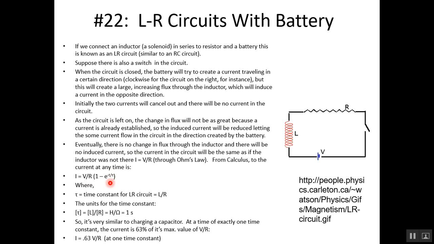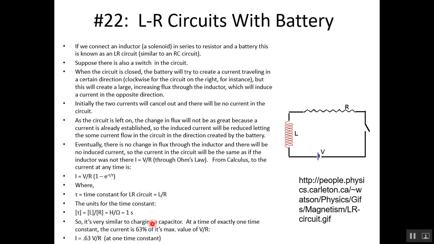Remember, the charging RC circuit was CV times (1 minus e to the negative t over tau). So this is V over R times (1 minus e to the negative t over tau). So there's a time constant associated with the circuit, just like for an RC circuit. The time constant is L over R. So if you take the value of L and divide it by R, that gives you the time constant. And then you can use that to calculate the current at any time, if you know what the time constant is. And the time constant is measured in seconds, just like it is for a charging RC circuit. So if you divide henries by ohms, which is the unit of L and R, you get seconds, right? Typical units of time.